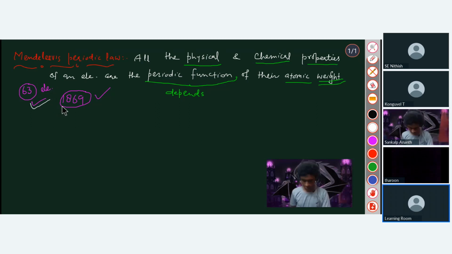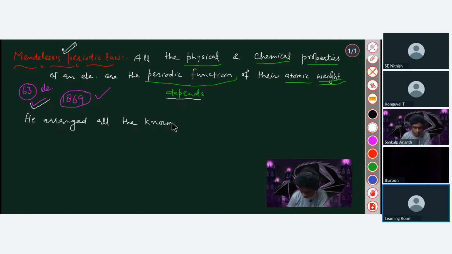Okay, so at the time of Mendeleev, how many elements were discovered? 63. And it is the talk of 1869. He told that all the physical and chemical properties of an element are the periodic function of the atomic weight. This is known as Mendeleev's periodic law. This is very important. It's asked in the exam what Mendeleev's periodic law is, so remember that it says all the properties depend on atomic weight. What he did was arrange all the known elements in increasing order of atomic weight. I will write it here: he arranged all the known elements in increasing order of atomic weight.